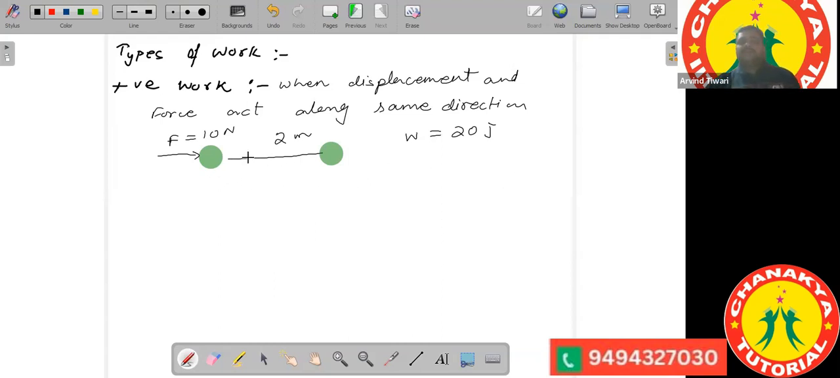Now, as we can observe in this, the displacement is in the direction of the force. Whatever direction I have applied the force, that is the direction of displacement. But this is not always true. It's not necessary that you are applying the force and the displacement is in the direction of force. The displacement can be in a direction opposite to the direction of force also, or it can be perpendicular to the direction of force also. It can form any other angle with the force.